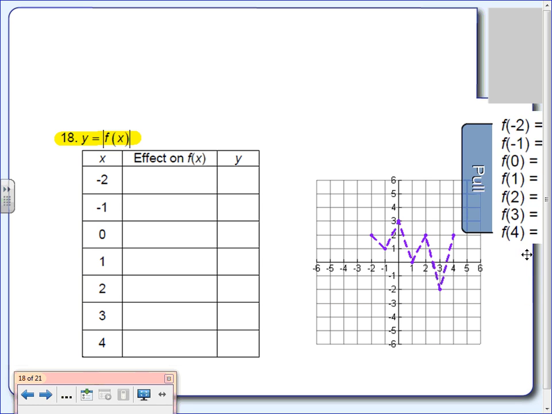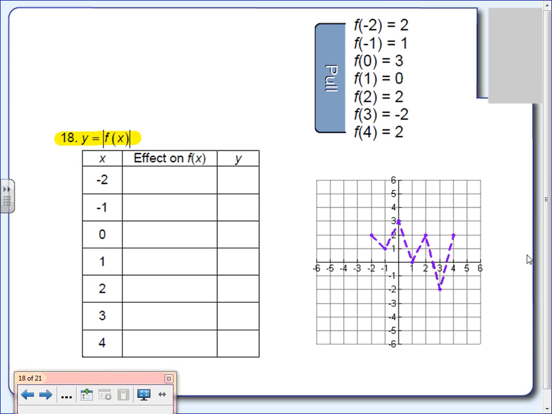18. Now notice number 18 has some bars around the f of x. Anybody remember what those bars are? Absolute value. We're going to be working with some absolute value here. So first thing I want to know is what is f of negative 2? Says up there in the table, f of negative 2 is 2. But that's not the answer yet, because I still need to take the absolute value of that 2. And what is the absolute value of the 2?